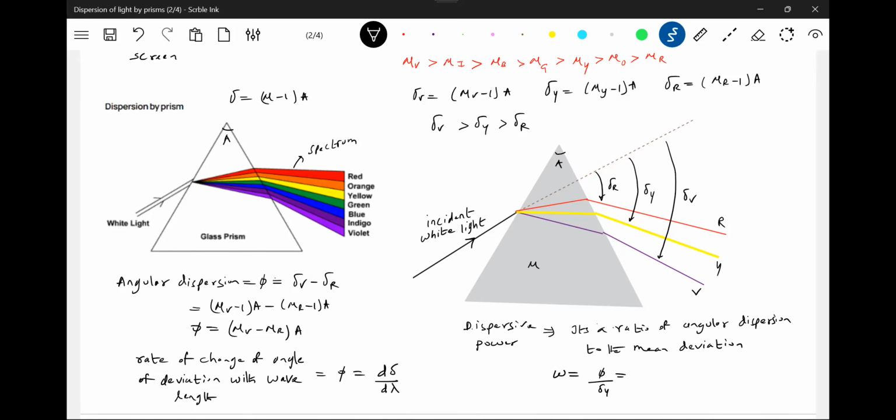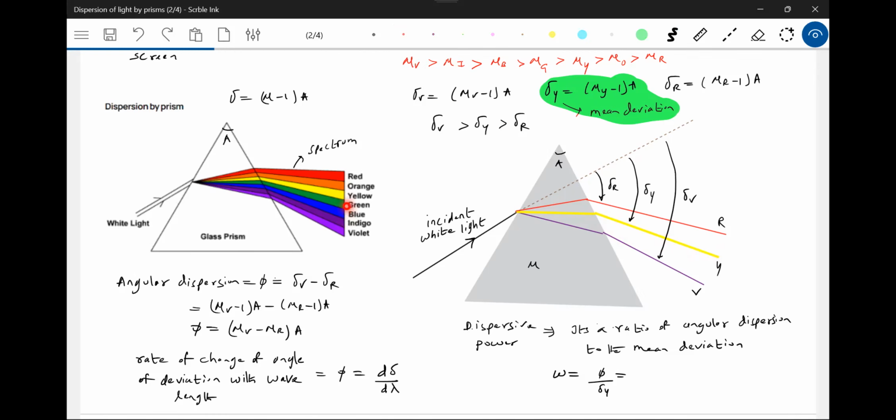The deviation suffered by the yellow color ray of light is called a mean deviation. So we'll give one specific name. Of course, yellow is not the middle of the spectrum. Green will be the middle of the spectrum. But we are not talking about the physical position in terms of the wavelength. The deviation suffered by the yellow color light will be the deviation of the spectrum.